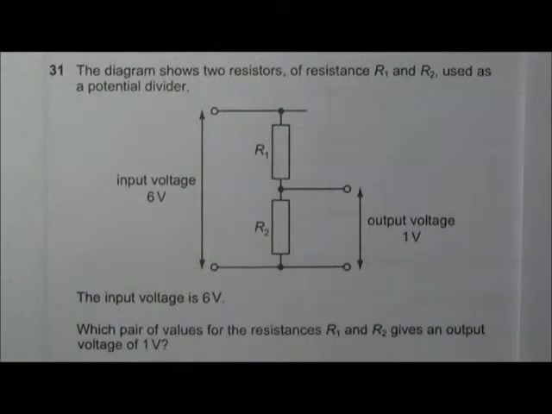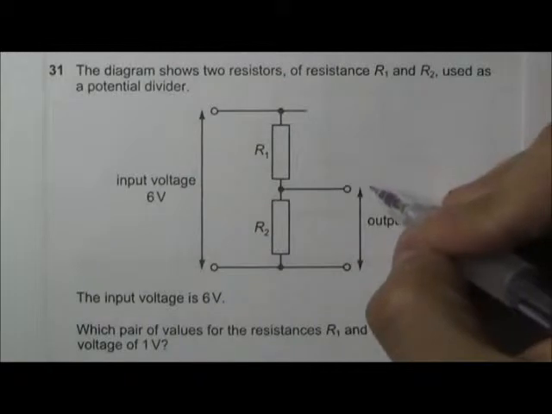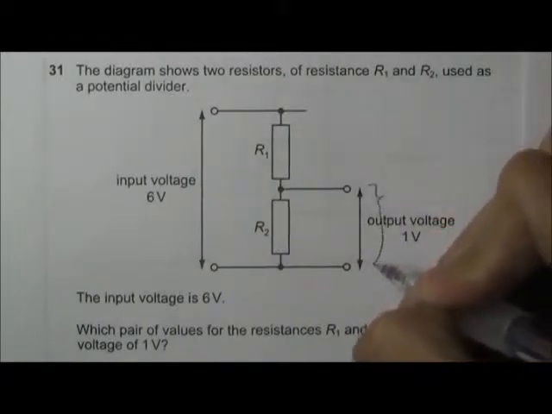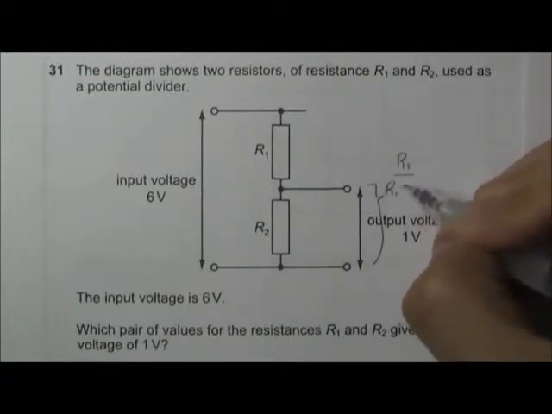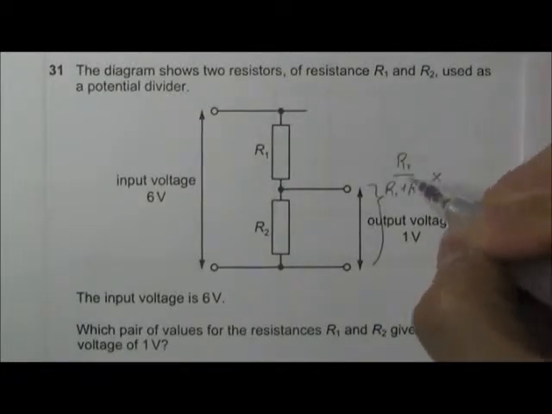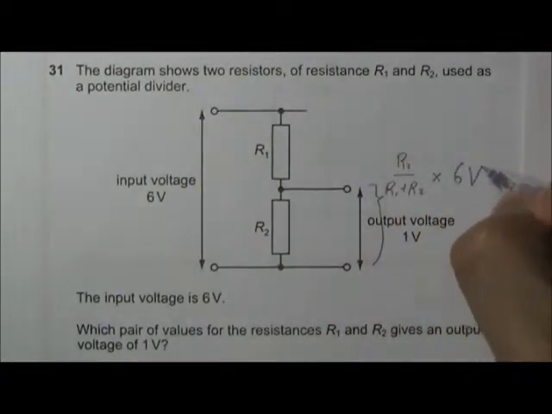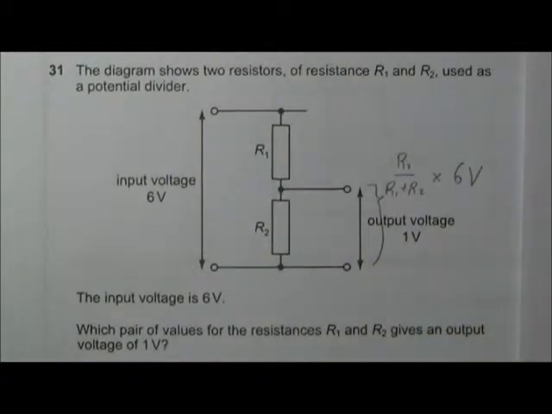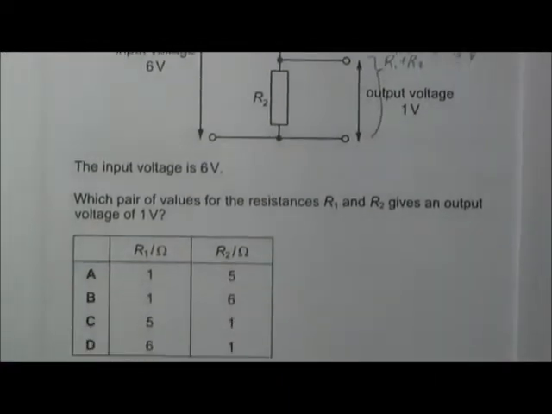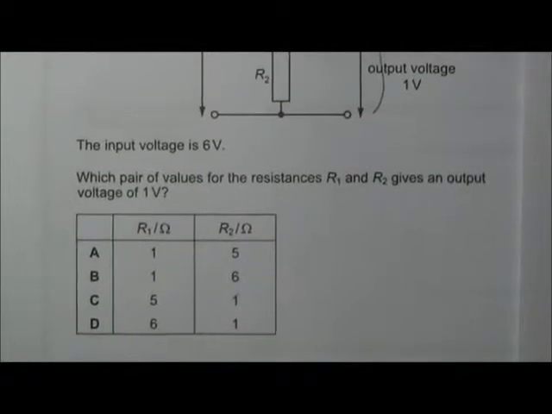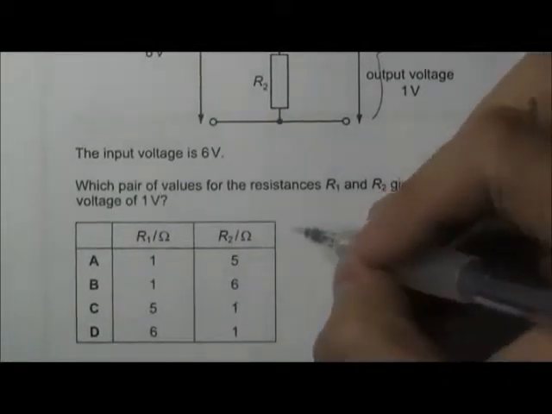Okay, we have a potential divider here. In order to find out what is the voltage across R2, we have to use the formula: R2 over R1 plus R2, multiplied by the input voltage of 6 volts. So to find out which pair of resistors will give us an output voltage of 1 volt, basically we can just calculate the voltage across R2.